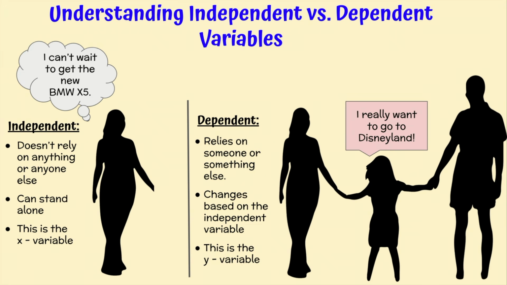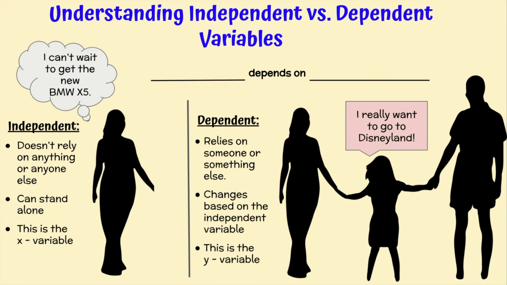In this case, her parents are the independent variable. They determine if she gets to go to Disneyland or not. If they say yes, she gets to go. If they say no, she does not get to go. So she depends on what her parents say. The dependent variable is always the y variable.